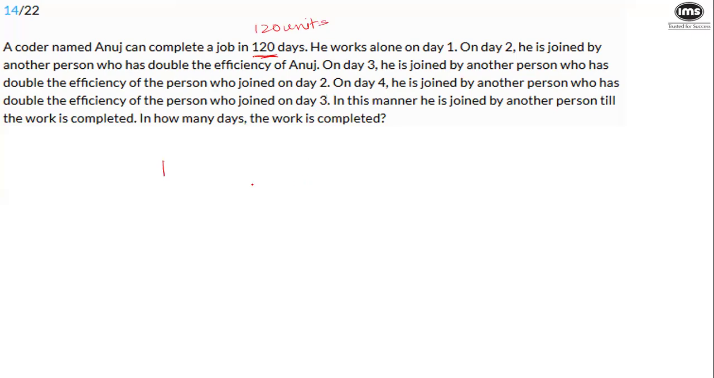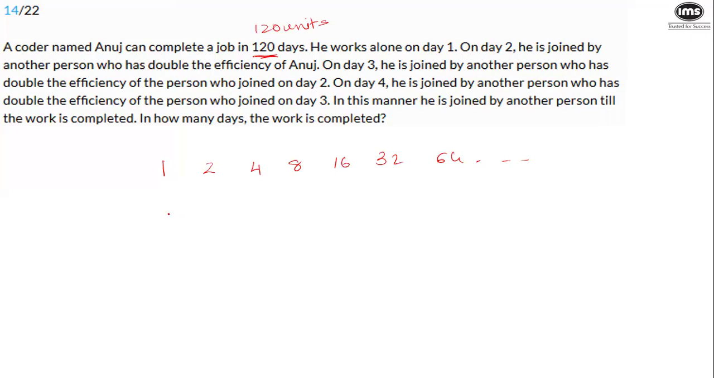Now he works alone on day 1. On day 2, he is joined by another person who has double the efficiency, 2. On day 3, they are joined by another person who has efficiency double of this last person, 4. So this continues 2, 4, 8, 16, 32, 64, and so on.